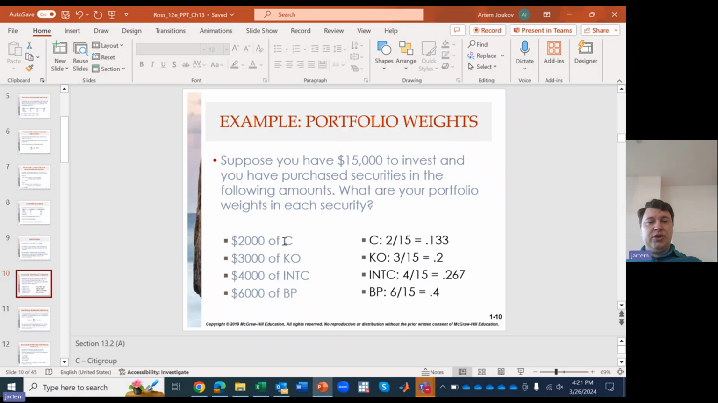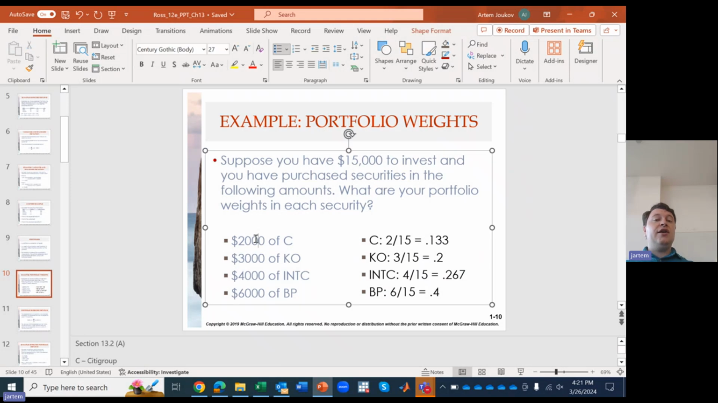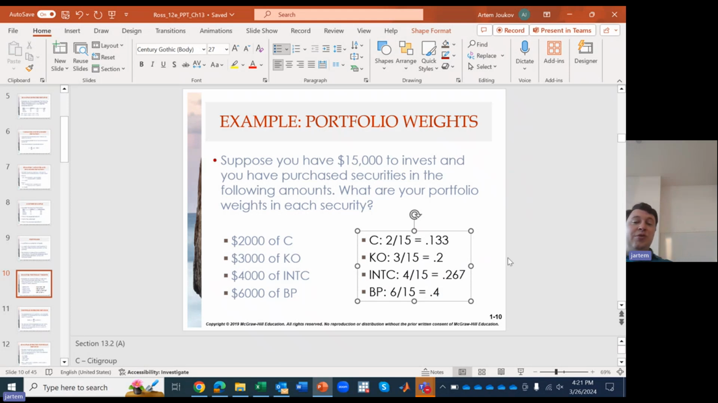And if you chose this, right, this was your portfolio, and these are all stock tickers, you can quickly figure out what portfolio is dedicated to what. How do you do it? Well, you just go over here and take what you invested in C and divide it by 15,000, okay? Since you invested 2,000, you have 15,000, you can cross out the zeros, right? So it's just 2 divided by 15. Okay, KO is 3 divided by 15. INTC is 4 divided by 15. And the rest is BP, which is 6 divided by 15.